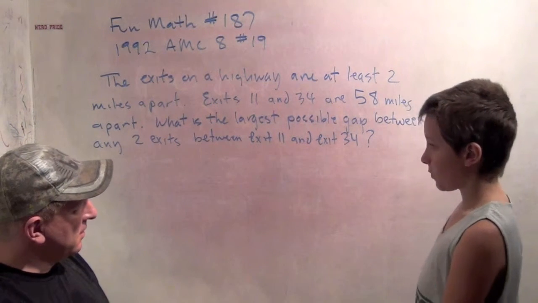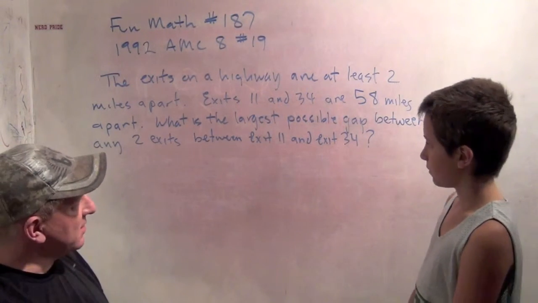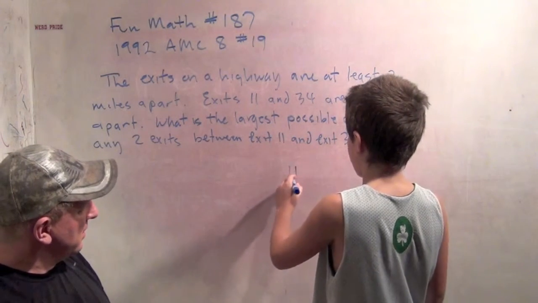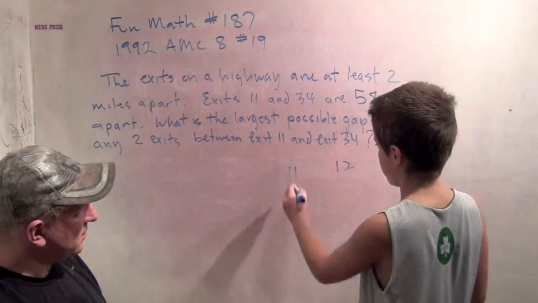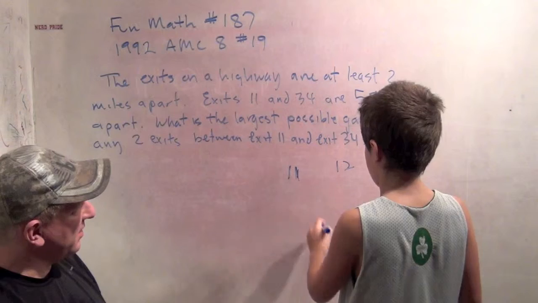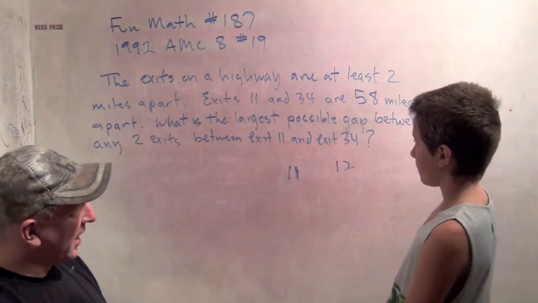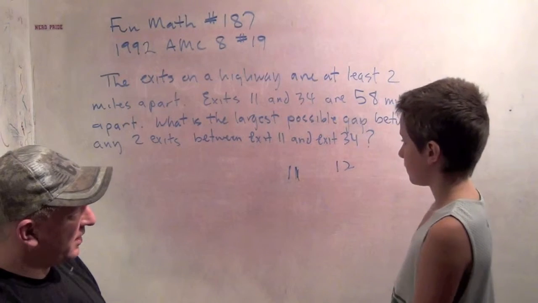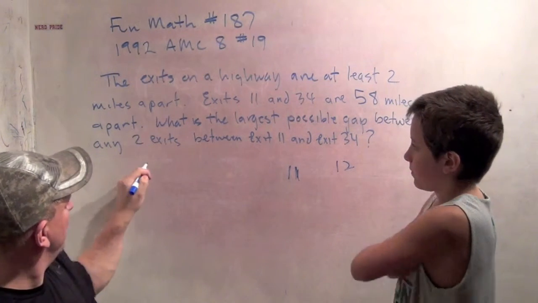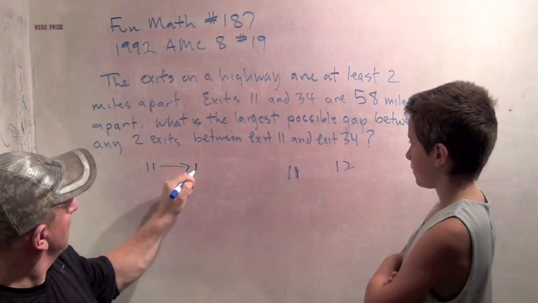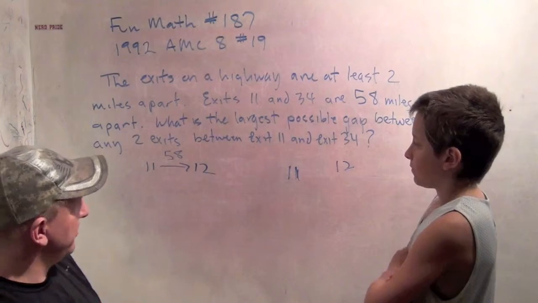Well, you can make a simpler problem. Okay, this is a complicated problem. Show me an easy problem. If we just made 11 to 12. If this was from 11 to 12, what would the answer be? There's one gap, and so it would therefore be 58 miles. So from 11 to 12, it would be forced to be 58 miles.